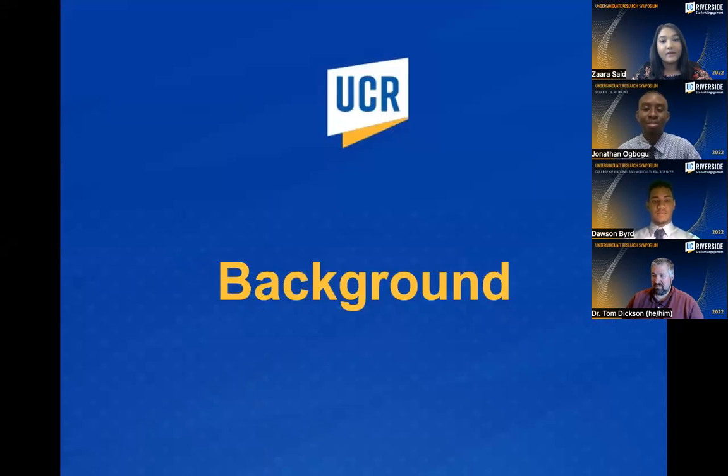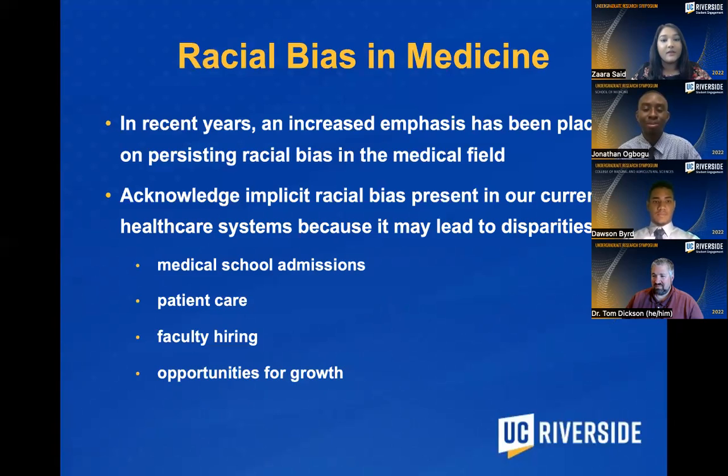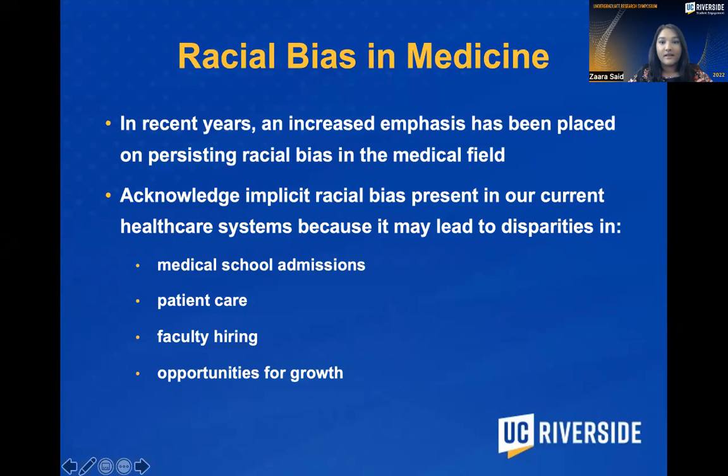So for the background of this topic, in recent years, there's been an increased emphasis placed on persisting racial bias in the medical field. And it's important to acknowledge this implicit racial bias that is present in our current systems because it may lead to disparities in medical school admissions, patient care, faculty hiring, and opportunities for growth. And understanding how race is presented in medical education may explain how racial bias is perpetuated.